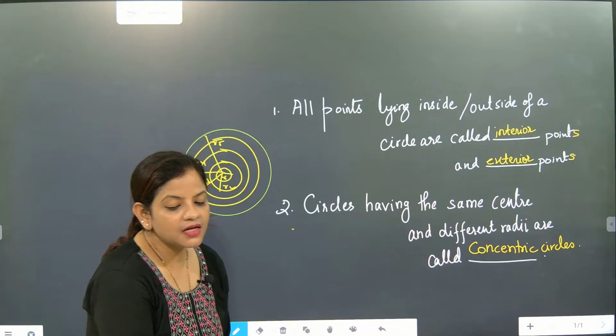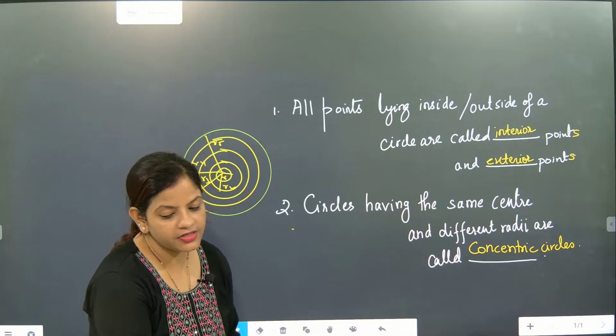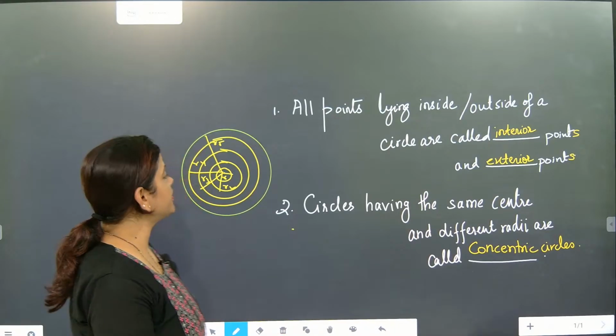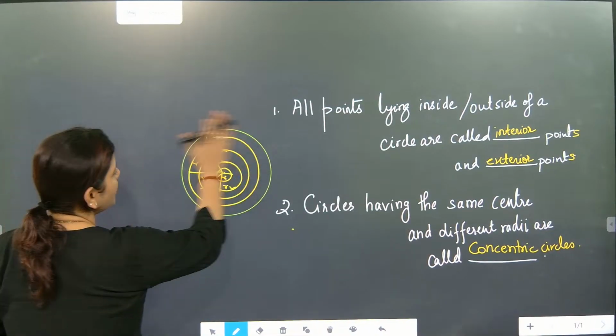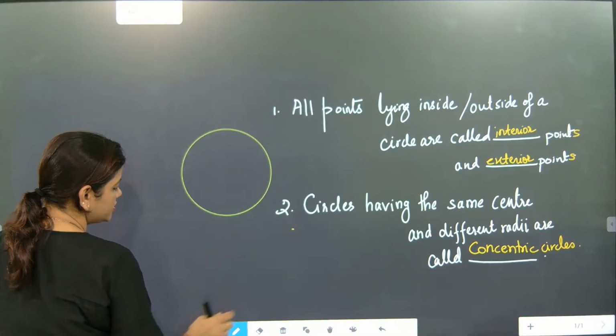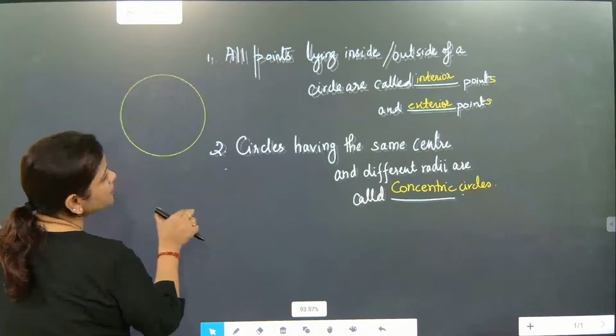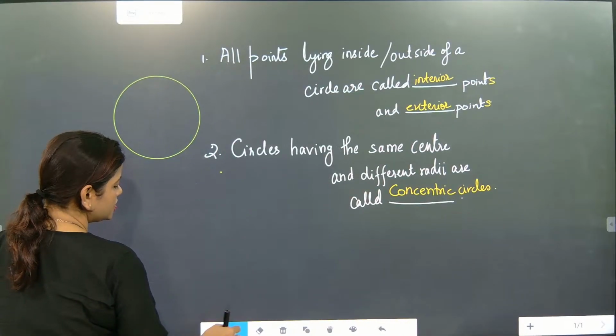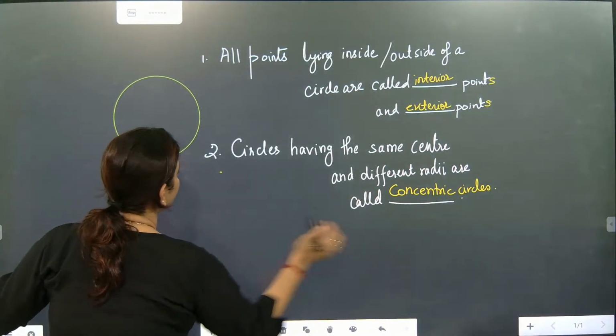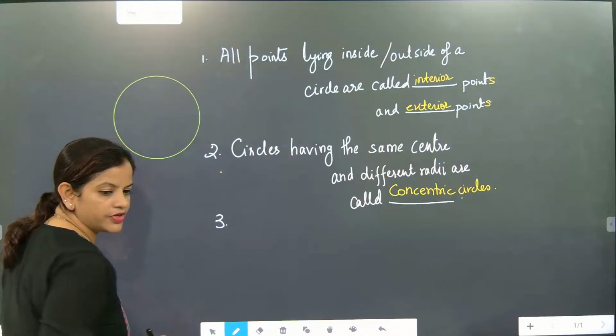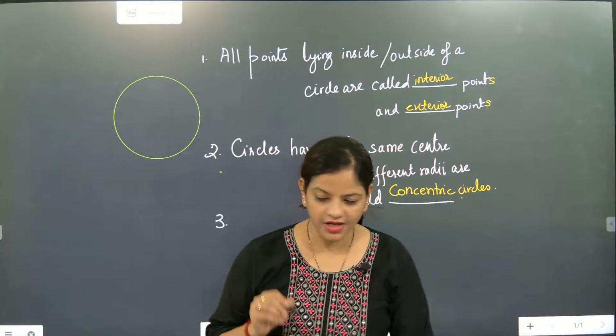Okay, so these are considered as what? Concentric circles. So next definition, get ready for it. The third part of a circle we are going to understand. Now we will go for the third question. What is the third question they are asking?